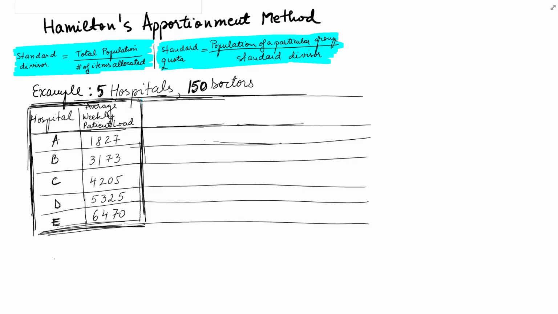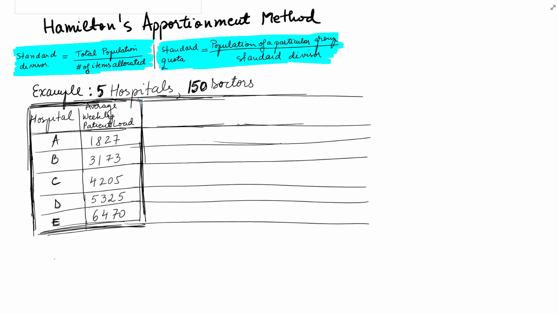In this video, we'll talk about Hamilton's apportionment method. And in order to do that, we need to know how to find the standard divisor, which is total population divided by number of items allocated. And we need to know standard quota, which is the population of a particular group divided by standard divisor.